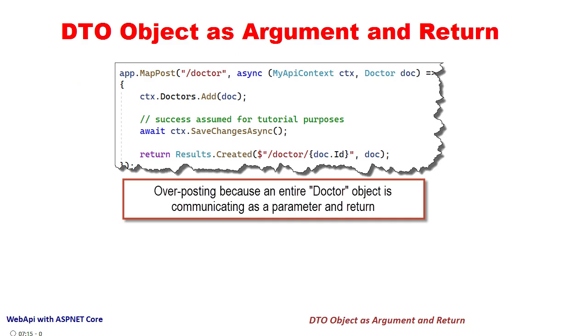This tutorial explains how to modify a post type of web API so that it doesn't overpost data. A post web API receives a data object as a parameter and then adds it to a database, and finally it returns an HTTP 201 created response along with the JSON for the newly added object. We have already covered this in one of the previous tutorials.